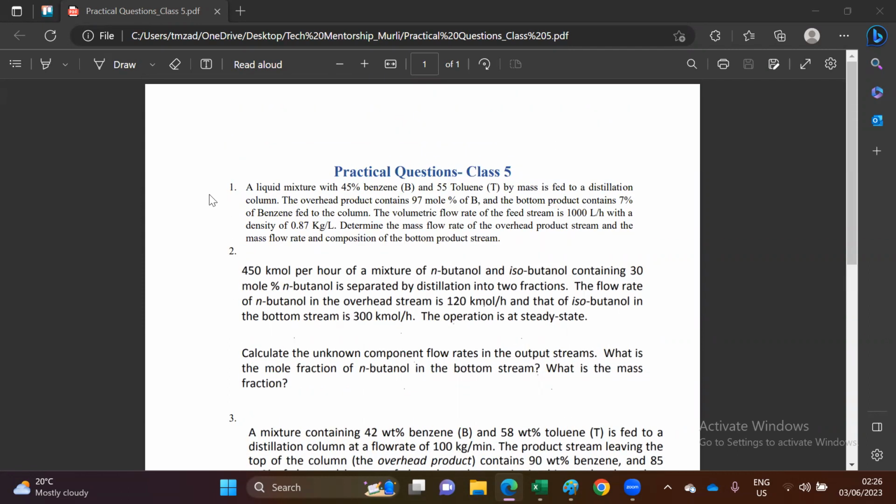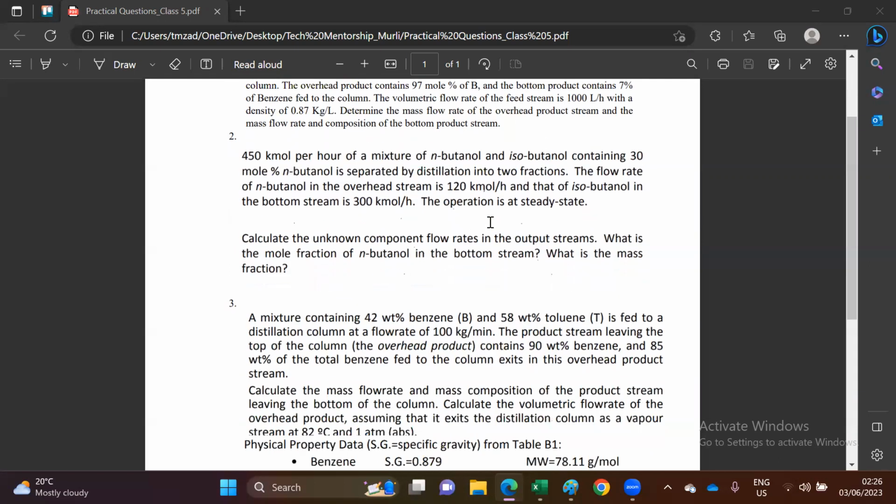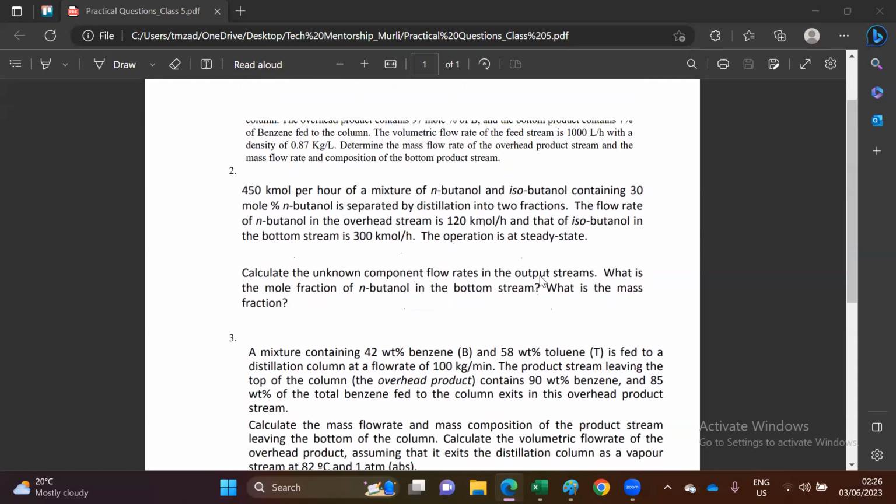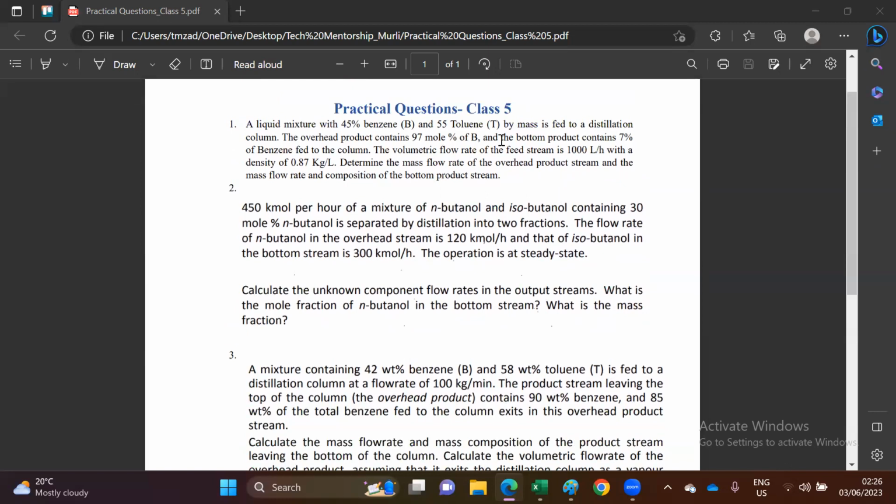In this assignment we have 3 different problems, and the first problem, the second, and as I see the third one is also around distillation columns. After you solve these questions by yourself, you can master your knowledge. My recommendation is to look through all the questions first, then we'll solve them. You can take a picture and stop the video, do it by yourself, and then check your answers with mine.